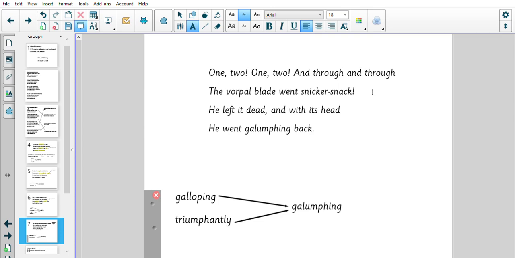So, have a look at that first line. One, two, one, two, and through and through. How do the words that Lewis Carroll has chosen affect our understanding of how easy it was for the hero to defeat the monster?